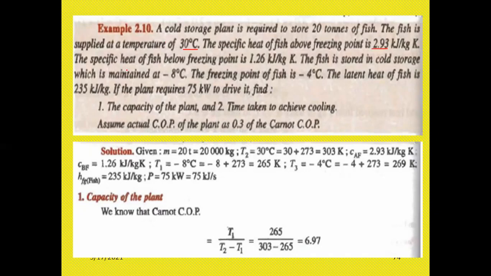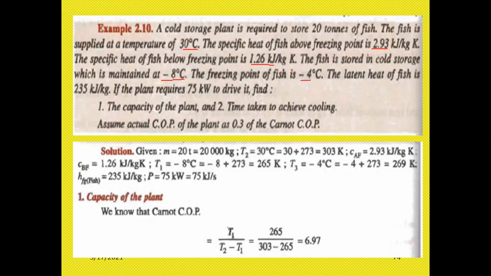The specific heat of fish below the freezing point is 1.26 kilojoules per kg Kelvin. The fish is stored in a cold storage which is maintained at minus 8 degrees centigrade. The freezing point of fish is minus 4 degrees centigrade, it freezes at that temperature.